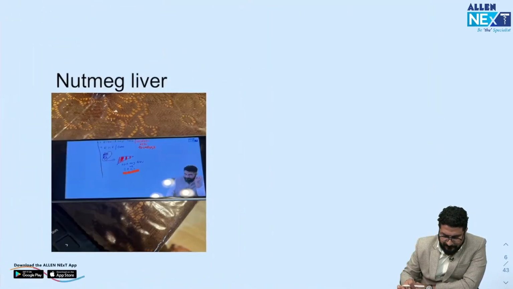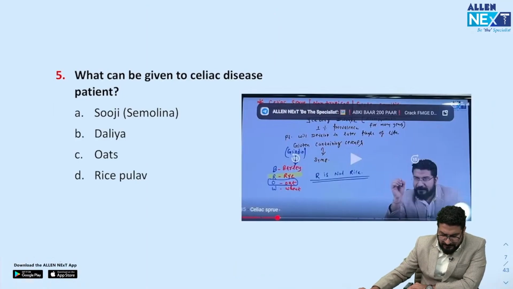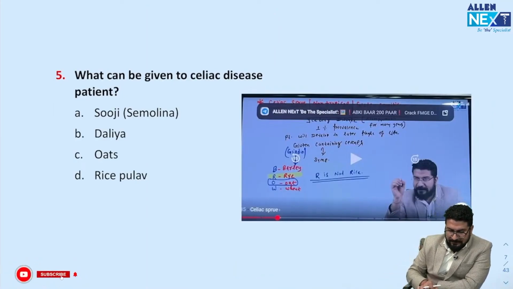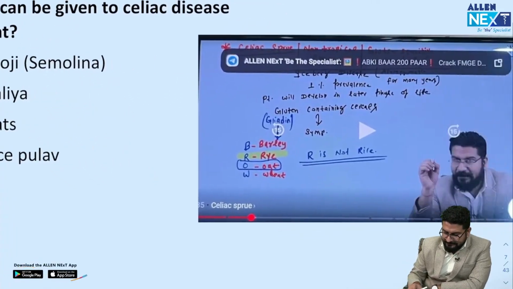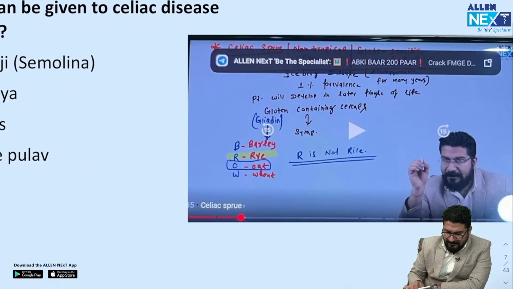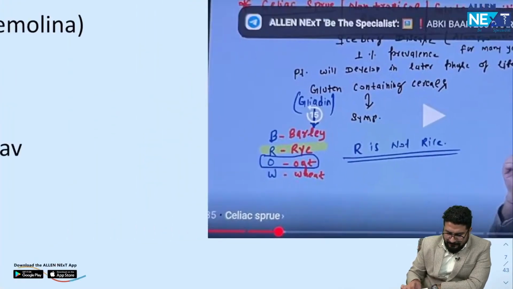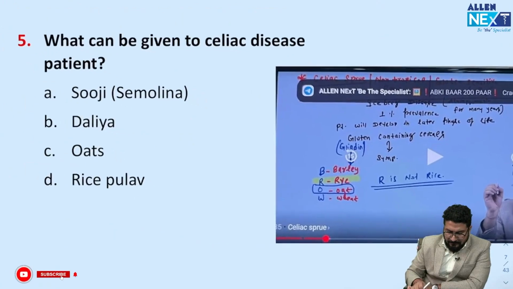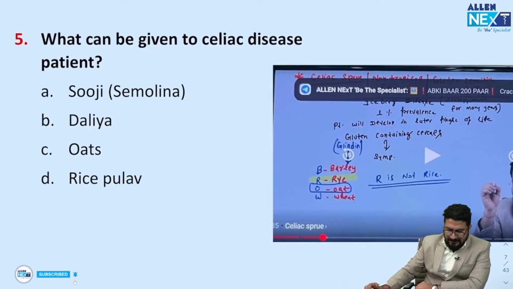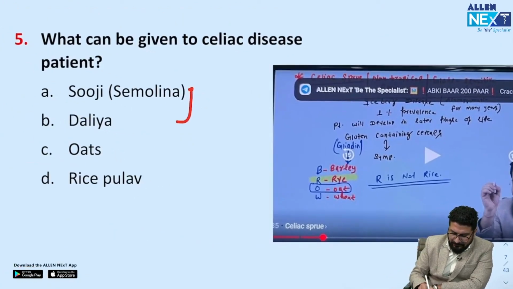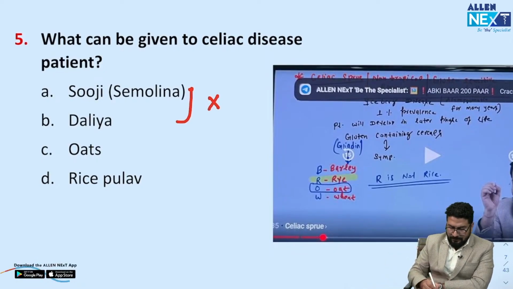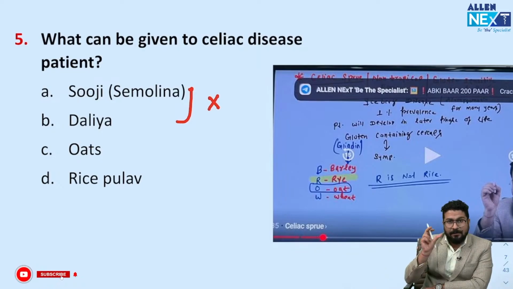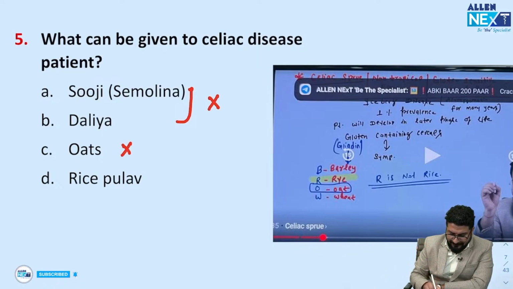Okay, moving to the next one. What can be given to celiac disease patients? We have the celiac mnemonic: we cannot give barley, rye, oat and wheat. So understand now, see the options. Suji or semolina and dalia, these are two products of wheat, so you can't give these to the patient. Oat you cannot give, because oat is in barley, rye, oat, wheat. So oat भी नहीं देना.